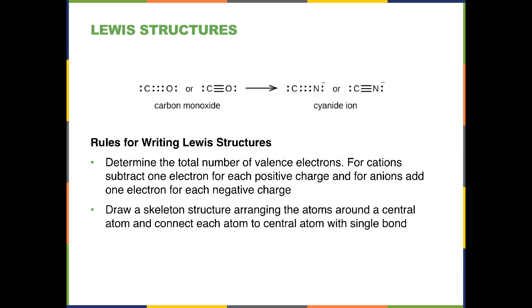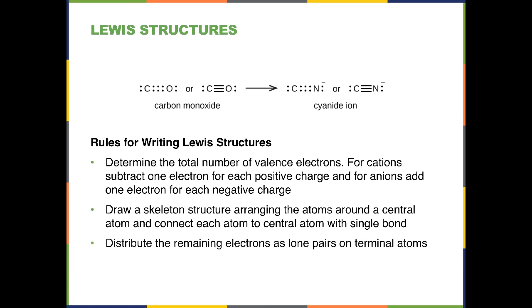Then you draw a skeleton structure around a central atom. Now in these two cases, there can't be a central atom because there's only 2 atoms. But when you have 3 or more atoms, you frequently have to select one that's going to be your central atom. And you connect each of those with a single bond. Each bond uses up one of your pairs of electrons. So if you start with 10 and you have one bond between the carbon and oxygen, that takes away 2, so you're left with 8 electrons.